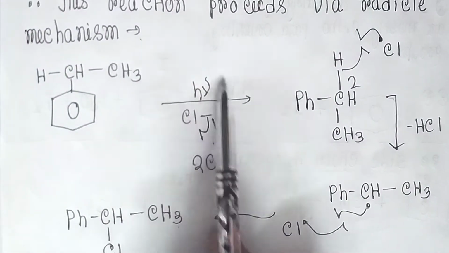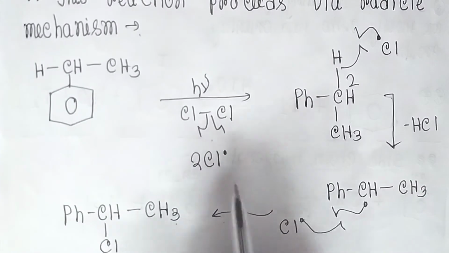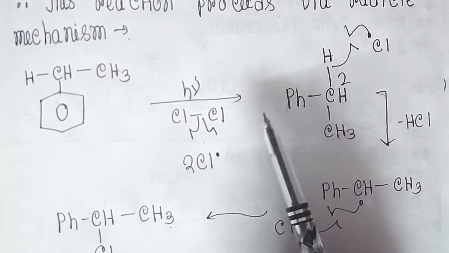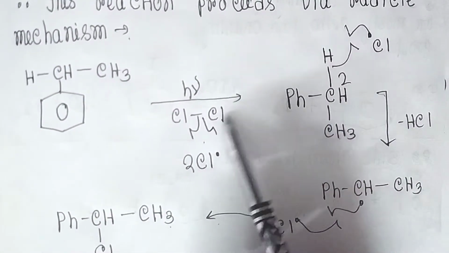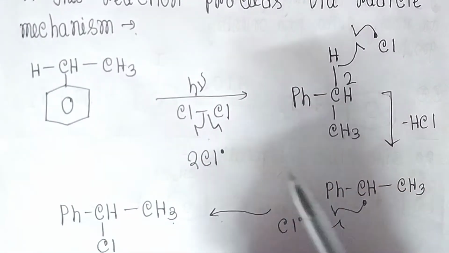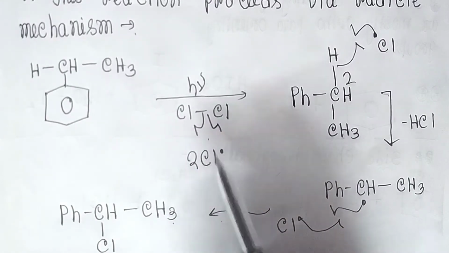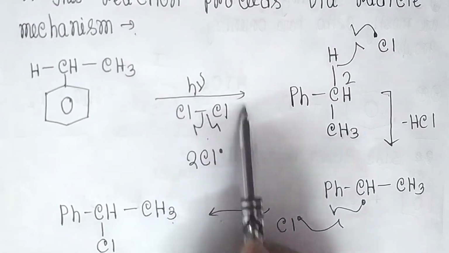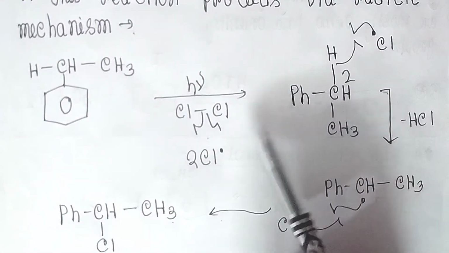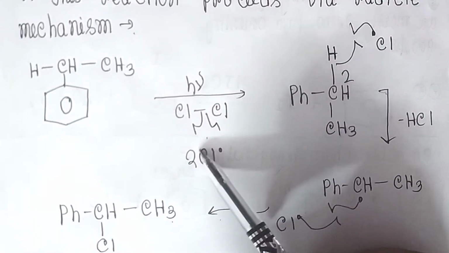After that, you are using hv in presence of chlorine, right? So chlorine would undergo homolytic cleavage. We all know that when we are using peroxide or some amount of light, every molecule that has the same type of atoms would break into radicals, due to there being no electronegativity difference between them. So after that, there are two chlorine radicals.